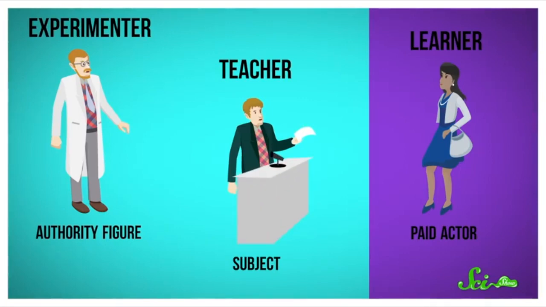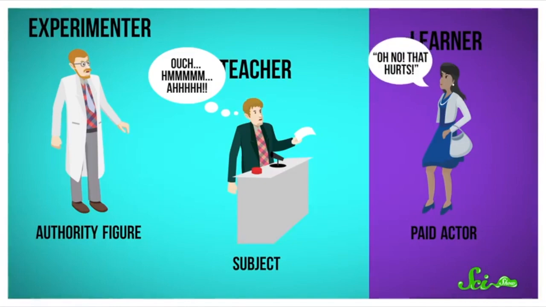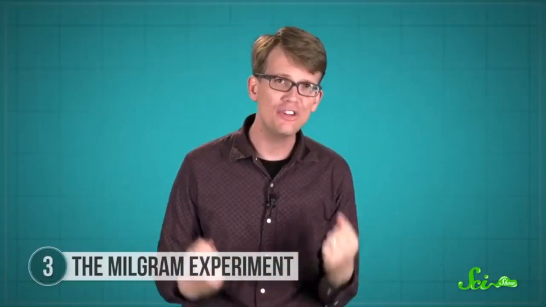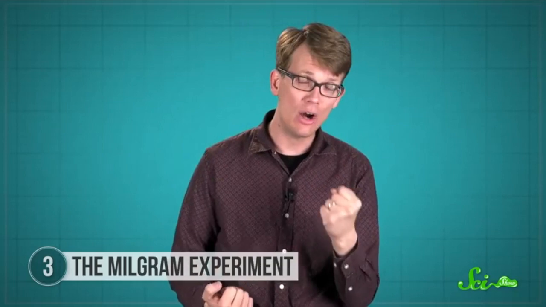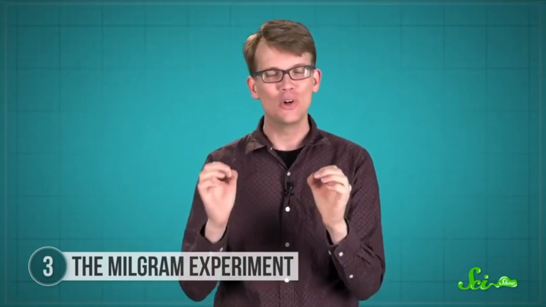Every time the learner got the word pair wrong, the teacher pressed a button to shock them, with the voltage increasing by 15 volts for every wrong answer. The subject believed they were shocking the learner, but they were actually listening to an actor pretending to be in pain, complaining of chest pains, shouting, pounding on the wall, and eventually going silent.